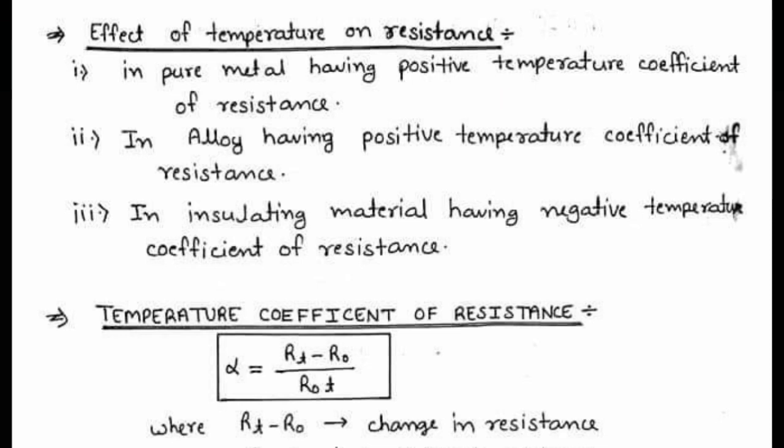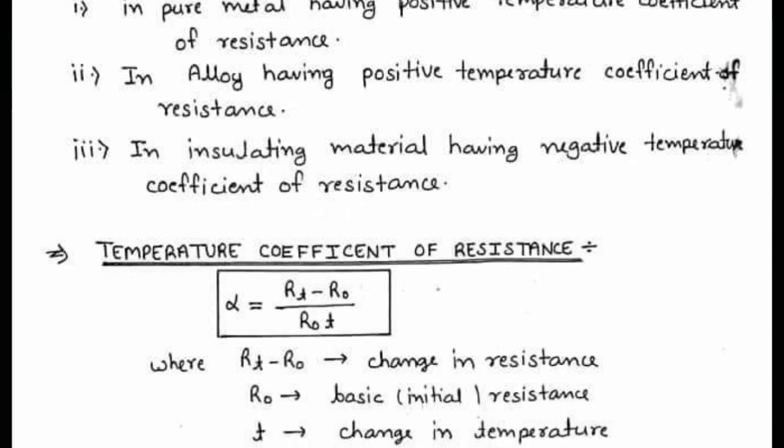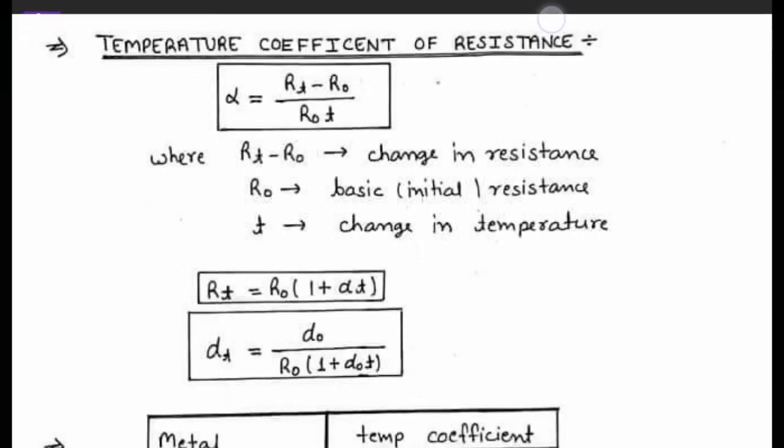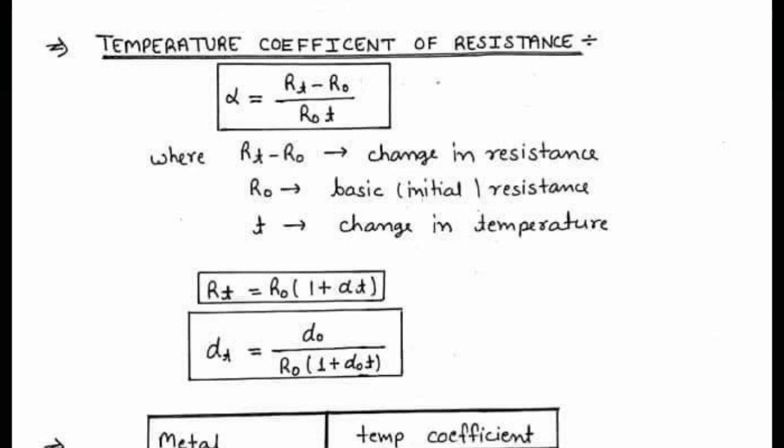Temperature coefficient of resistance alpha, the formula is (RT minus R0) by (R0 into T), where RT minus R0 is the change in resistance, R0 is the initial resistance, and T is the change in temperature. This formula is very important. We have to remember it, at least for competitive examinations, as they will ask questions from this. RT equal to R0 into (1 plus alpha T).